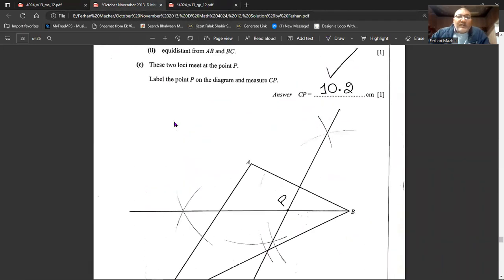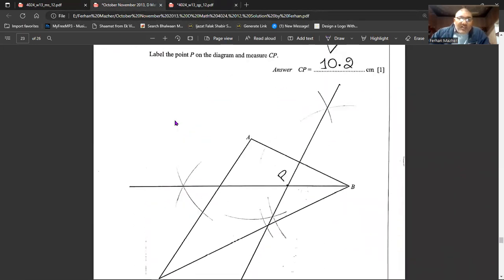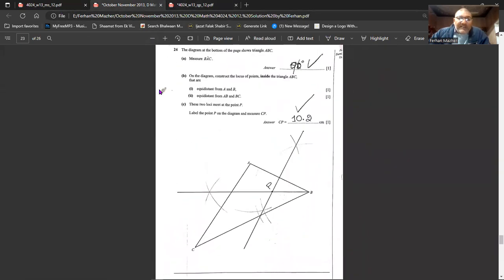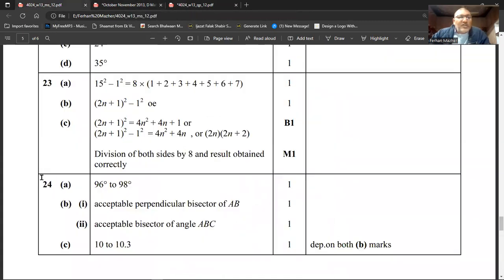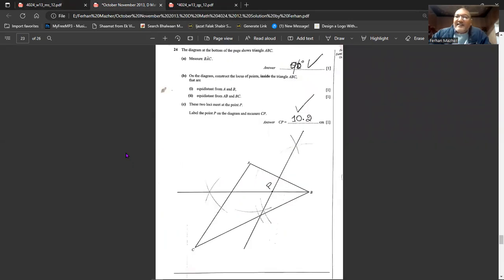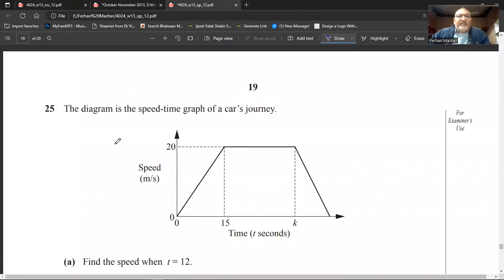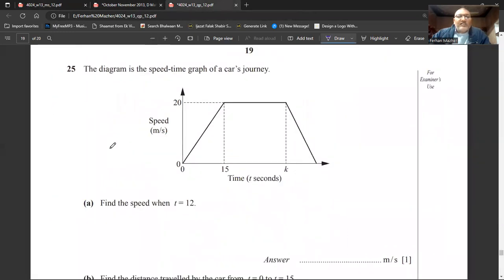That is 10.2. So the CP distance will be 10.2, and hopefully you understand. This is the whole question. 10.2, 10 to 10.3 is the right answer, sir. And I hope you understand this question. Okay, so we are going to the next question.